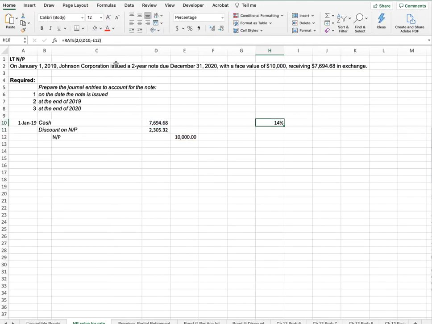And I'm just going to quickly show you, if you didn't put that negative there indicating it was our payment, it gives you an error, a numerical error. And so if you get that error, you probably made a mistake in inputting your information somewhere in that rate function. So now we have the 14%, and we know that that's our rate, and so we can use that to calculate the interest expense at December 31st.